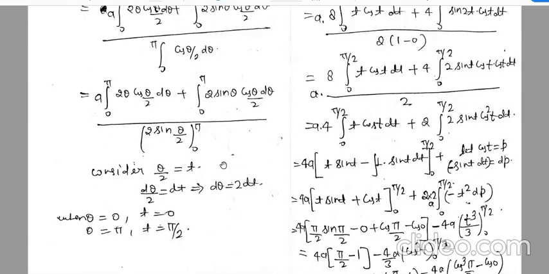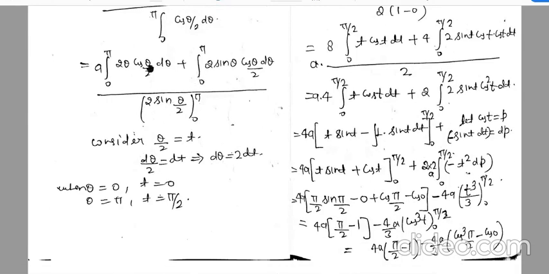Now let us write 2 or 3 more steps here. 2 theta cos theta by 2 d theta, plus the integral from 0 to pi of the second term, and the integration of cos theta by 2 is 2 sin theta by 2, from 0 to pi. Now for the numerator, consider theta by 2 is equal to t. So d theta upon 2 is equal to dt, d theta is equal to 2 dt here.